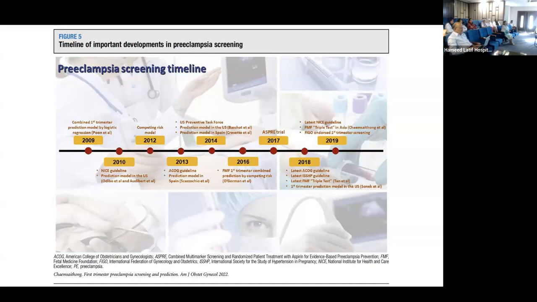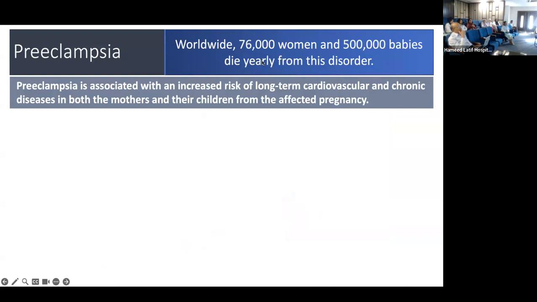essential tips. Worldwide, it has been estimated that 76,000 women suffer yearly with preeclampsia, and there are 500,000 babies who die yearly from this disorder. 500,000, this is quite a lot. And preeclampsia is associated with an increased risk of long-term cardiovascular and chronic diseases, both in the mother and those children who were affected in that particular pregnancy.